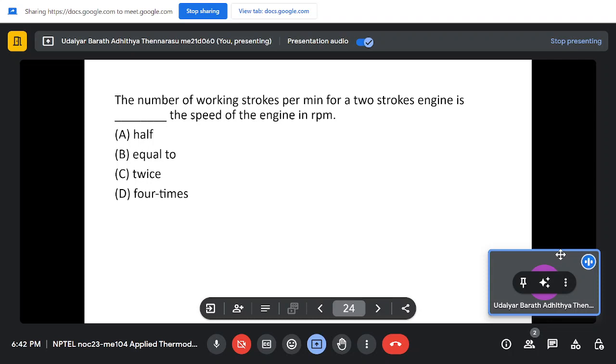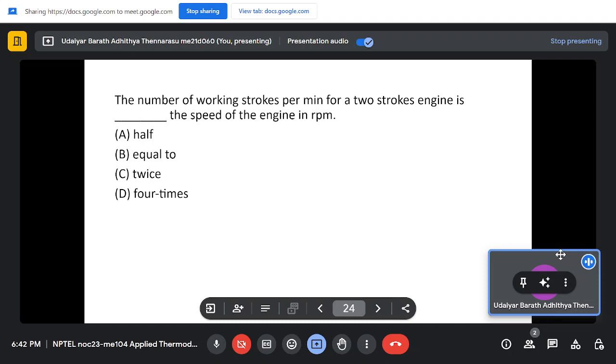The number of working strokes per minute for a two-stroke engine is dash the speed of the engine in RPM. As I told you previously, a 4-stroke engine has 1 power stroke in 2 revolutions of the crankshaft. It has 4 strokes, with 1 power stroke in 4 strokes of the engine in 2 revolutions of the crankshaft.